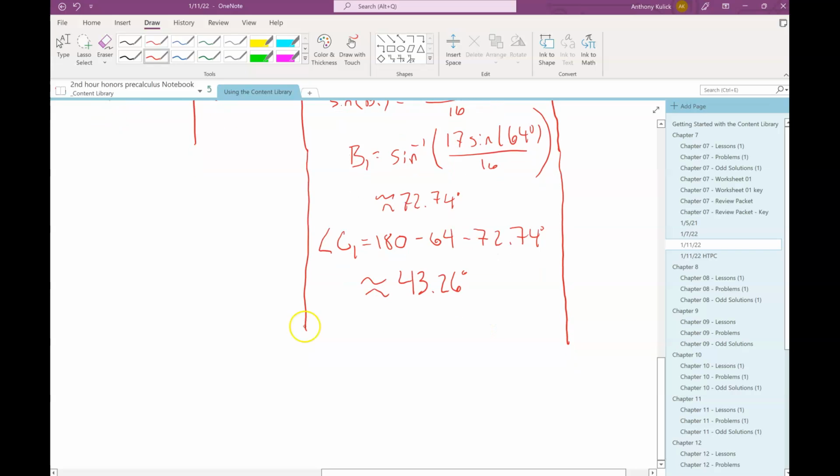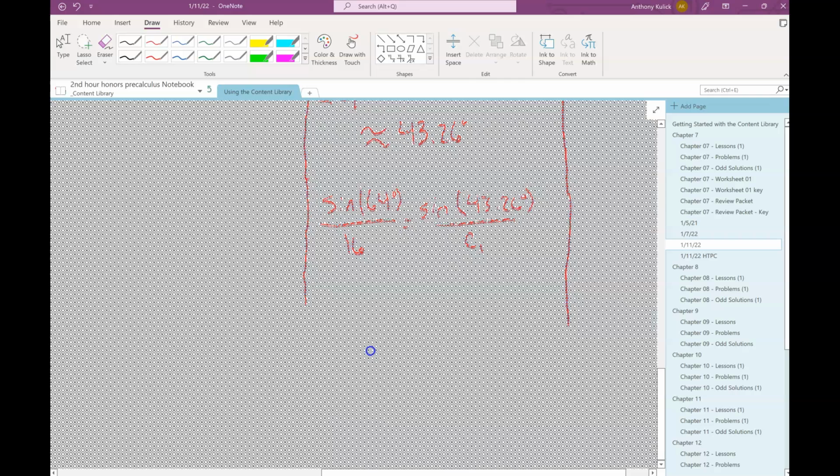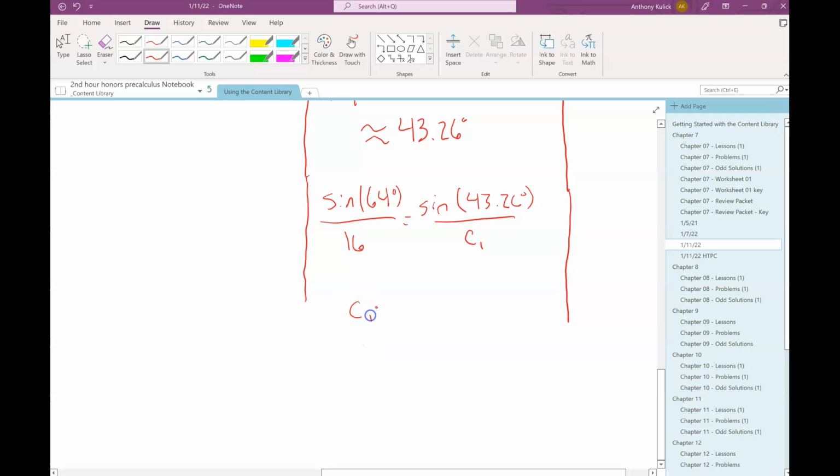And now that I know one of either angle C1 or side C1, I can use the law of sines to solve for the other piece. So again, I'll start over. Sine 64 over 16 equals sine of angle C1 over side C1. And then I'll cross multiply and divide by 16. I'm going to skip some of the work there.